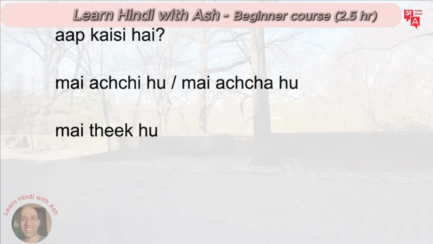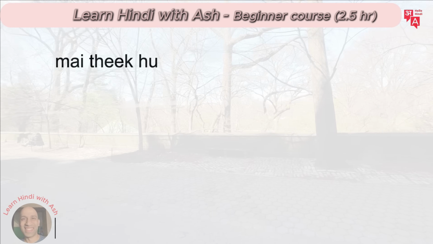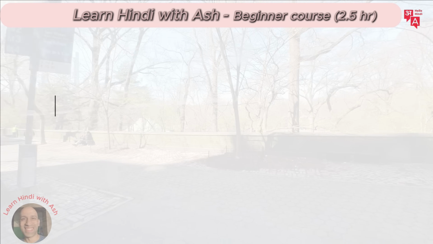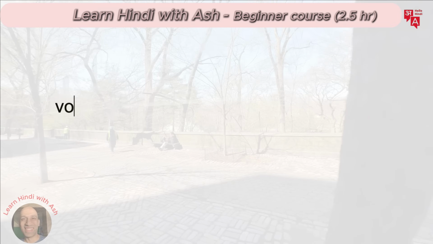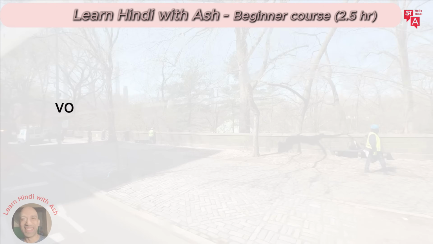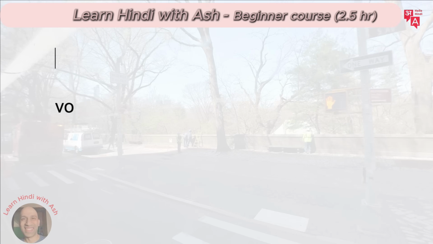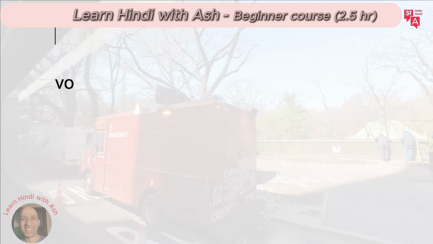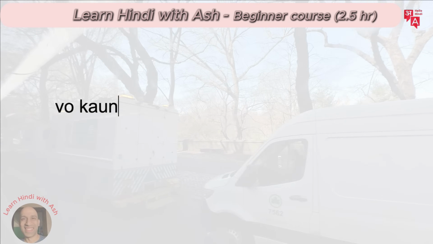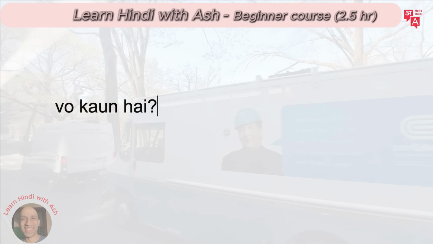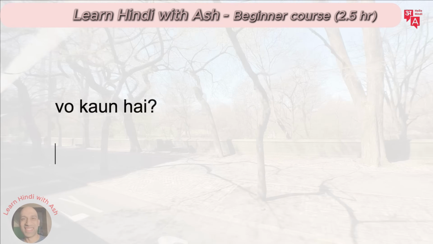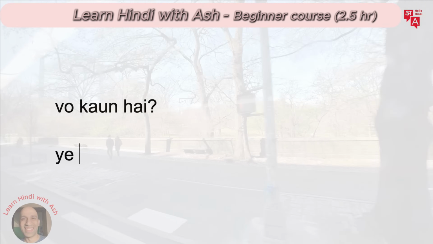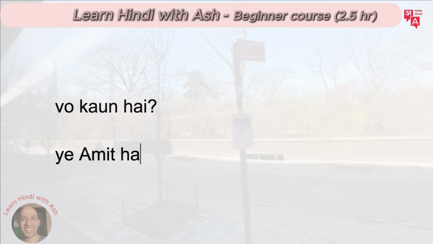Now, this is a quick conversation. Suppose there's a boy nearby, right? And you're pointing to them and saying, who's that? Remember, that is vo. So how can you say, who's that? The word for who is kaun. Can you guess it? Yes, it's wo kaun hai. Who's that? Right? And the other person says, this is Amit. So it says, ye, yes, try it. Ye Amit hai. Very nice.